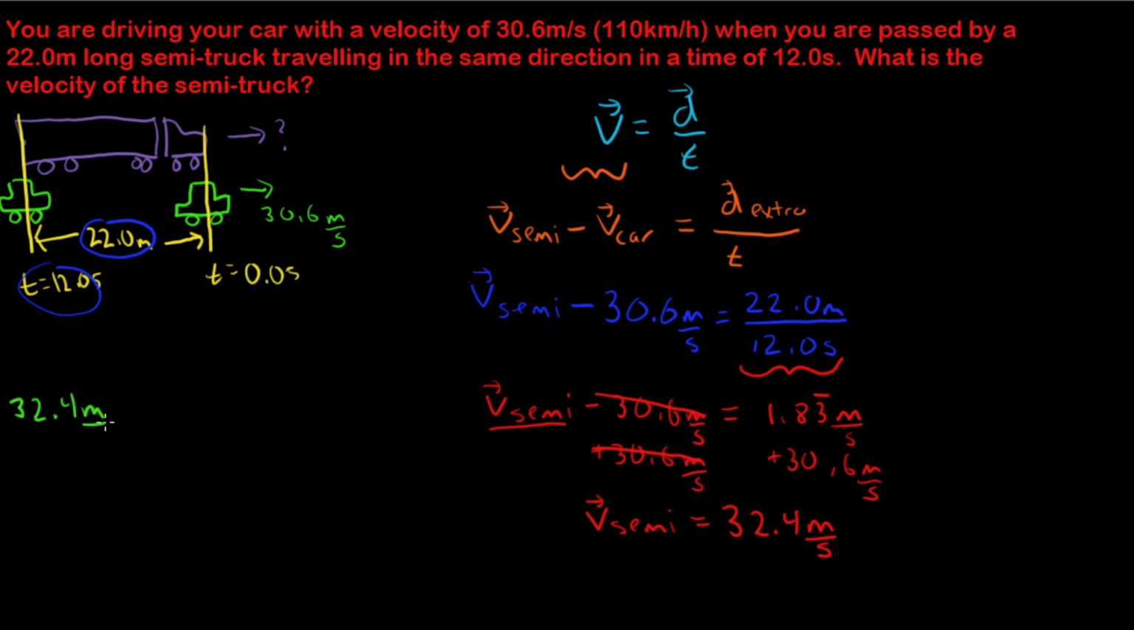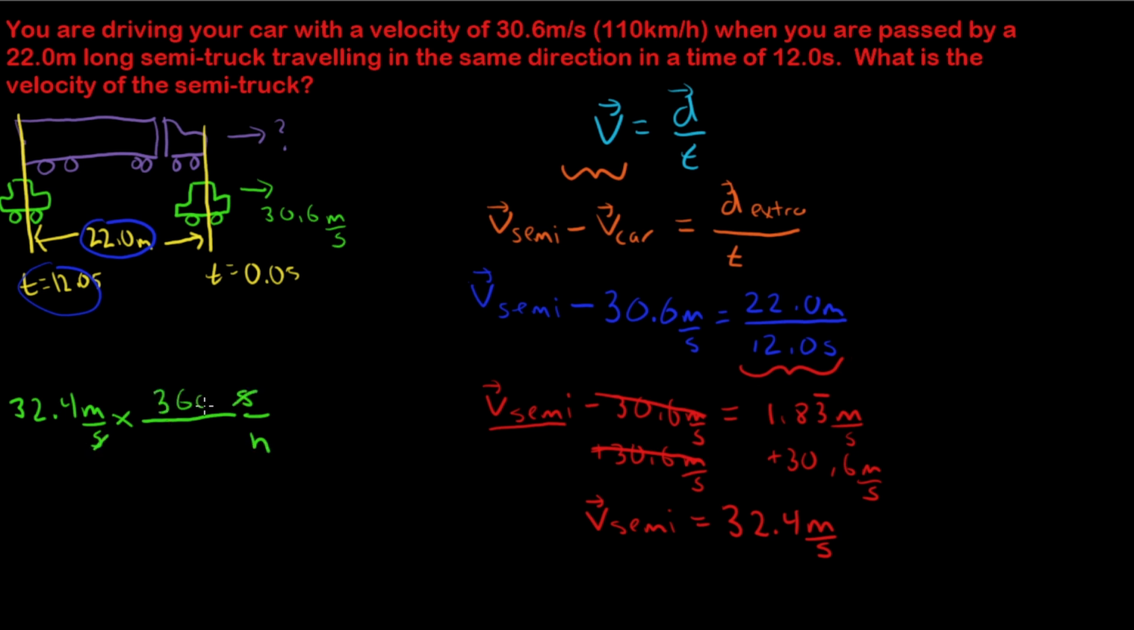Now, just for some extra practice, we can convert this velocity in meters per second to kilometers per hour. It also lets us better compare it to our 110 kilometers per hour. So we multiply by a conversion factor that cancels out our seconds and gives us our desired unit of hours on the bottom. So our seconds cancel out.